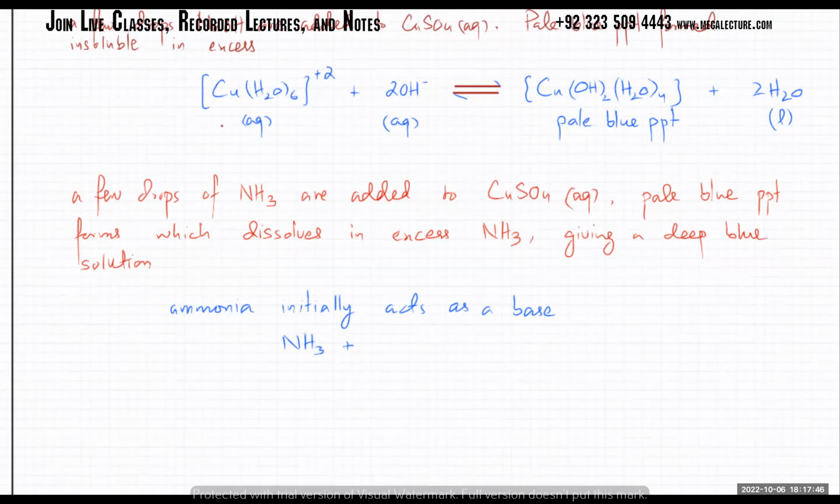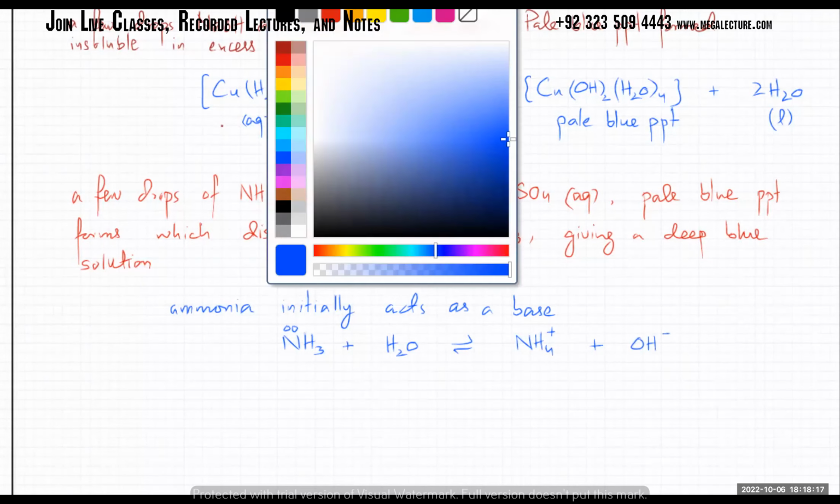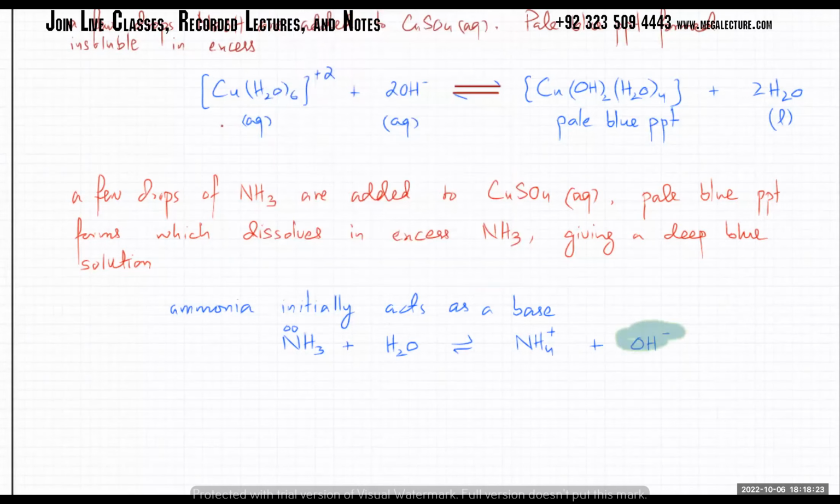You're adding a few drops. So when a small amount of ammonia is added, it reacts with the water and it goes on to accept H plus one ions from water. So it becomes NH4 plus 1. Why can ammonia accept H plus one ions? Because ammonia has these lone pairs. And these lone pairs are going to attract the H plus 1 from water, and OH ions are produced. So these OH ions get produced. So that's the first thing that happens.